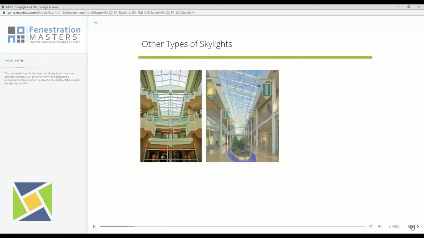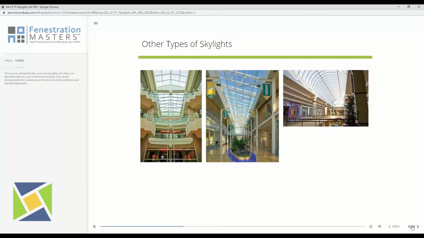This course will specifically cover unit skylights, but there are abundant options, such as those shown here, that can be incorporated into a commercial structure for both aesthetics and daylighting benefits.